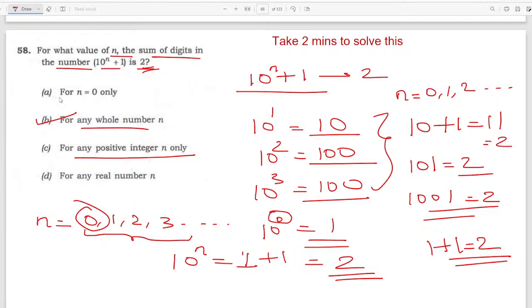So even for 10 raised to 0, they're saying that only positive integers n would give you the sum of digits as 2. No, for n equal to 0 also, this would work. So 0, 1, 2, 3, 4 like that. That's the set of whole numbers. 0 plus the natural numbers gives you the whole numbers. This set is called whole numbers.